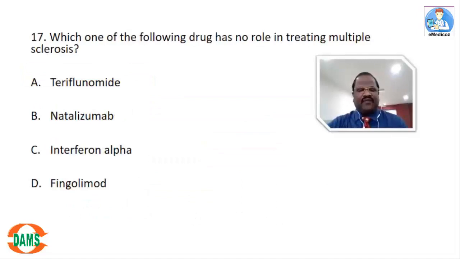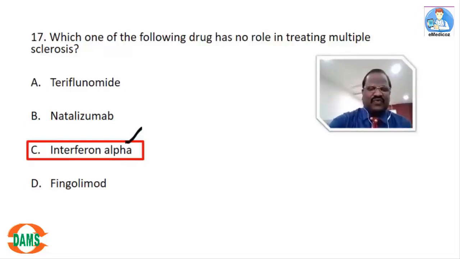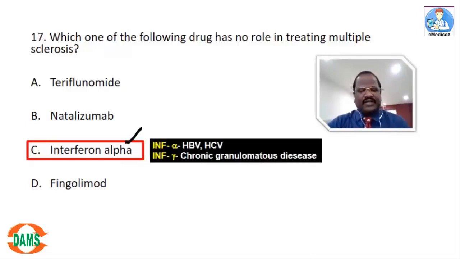Question number 17. Which one of the following drugs has no role in the treatment of multiple sclerosis? The options given are teriflunomide, natalizumab, interferon alpha, fingolimod. The answer for the question is option number C, interferon alpha. It is not useful for MS. Interferon alpha is useful for treatment of hepatitis B virus infection and hepatitis C virus infection, whereas interferon gamma is useful for treatment of chronic granulomatous disease. So remember, interferon alpha means antiviral, not for MS.